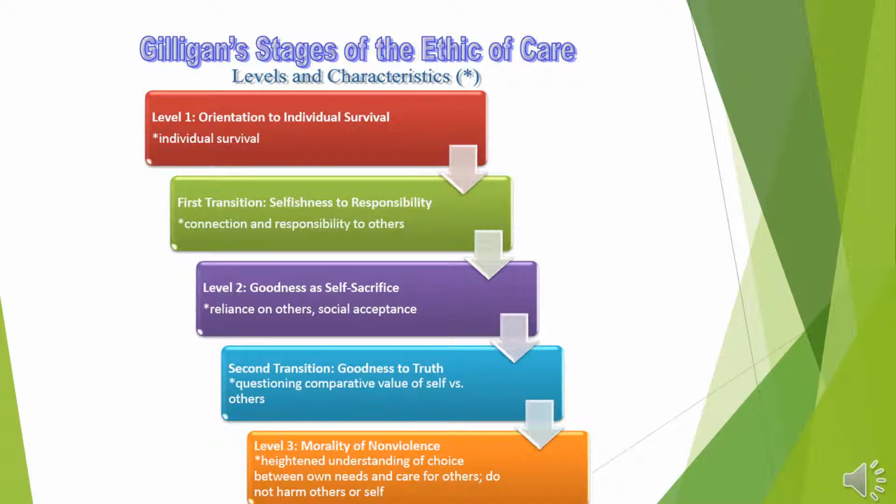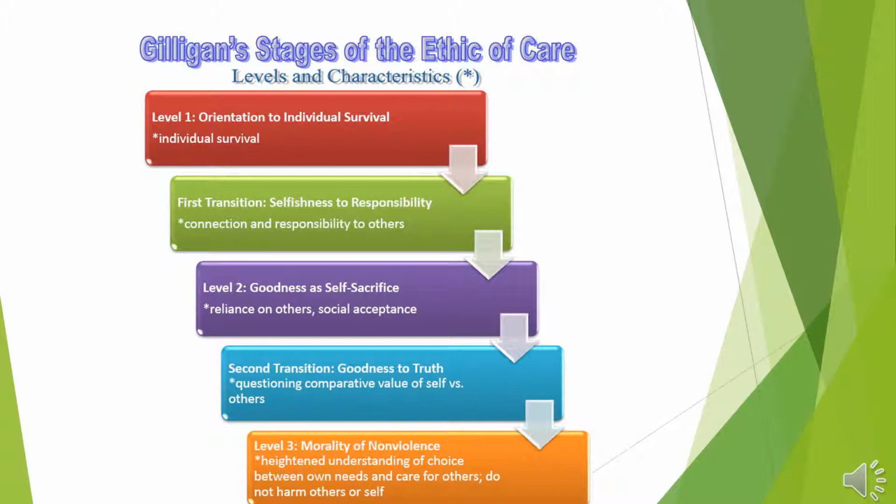Going into level 2, goodness is self-sacrifice. Here we see survival is predicated on social acceptance. Individuals could give up their own judgment in order to be in consensus and remain in connection with others. And also we see disequilibrium comes up over the issue of hurting others.